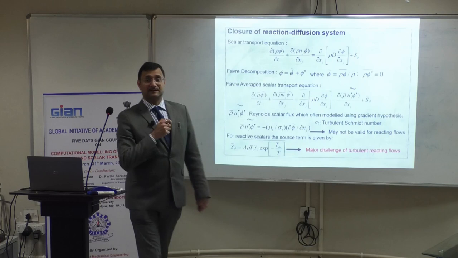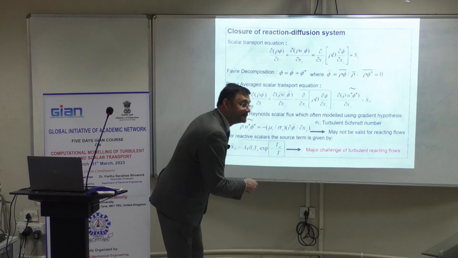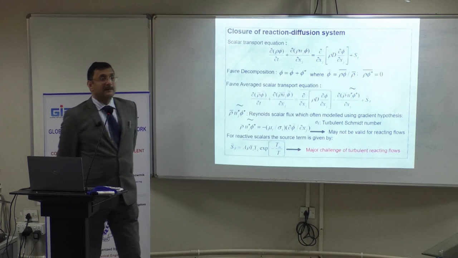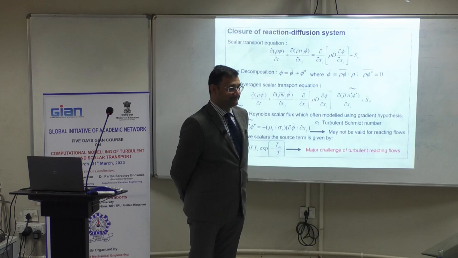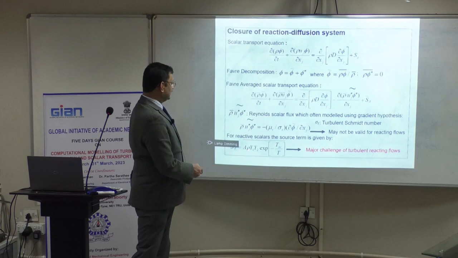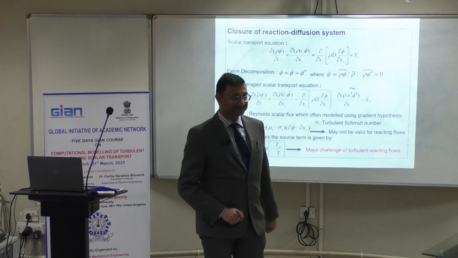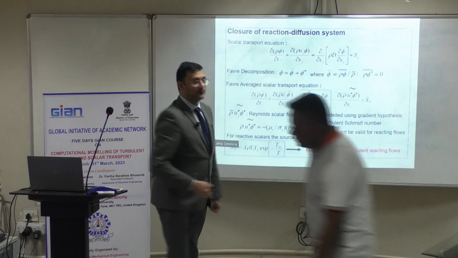You have an exponential dependence on temperature. T_ac is called the activation temperature, and this is your temperature. So you can clearly appreciate, just looking at the functional form, at least qualitatively, it's a highly nonlinear function of temperature. And the averaging works on top of it. So essentially, it is not going to be A rho bar, Y1 bar, Y2 bar, exponential of minus T activation divided by T bar. It's not going to work like that. Okay? And that really poses a major issue for the modeling of turbulent reacting flows.